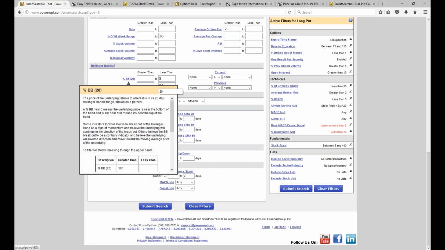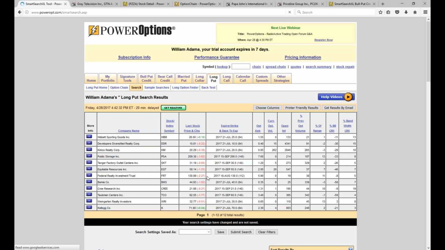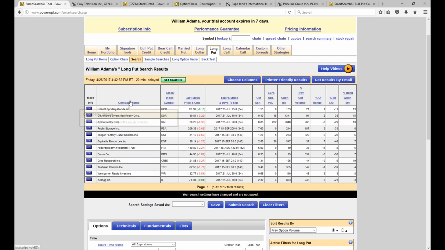Now Ernie's here looking at the percent BB20. I should have shown that, and I'll explain where that is. Some lower price, public storage. It's an interesting one, isn't it? Let's take a look at public storage.